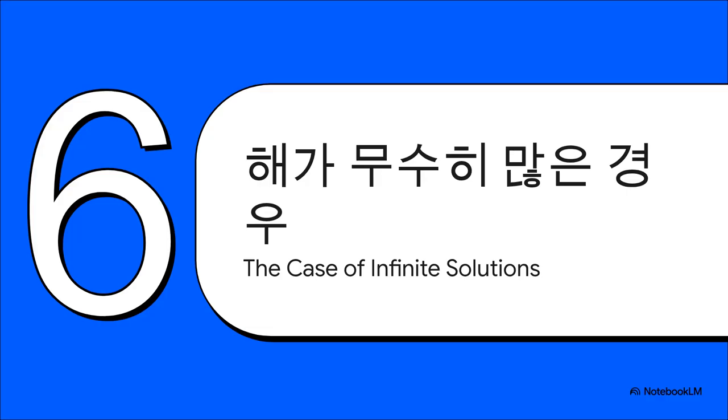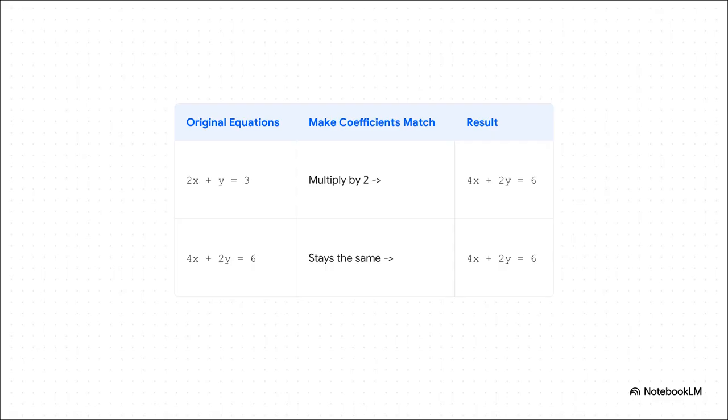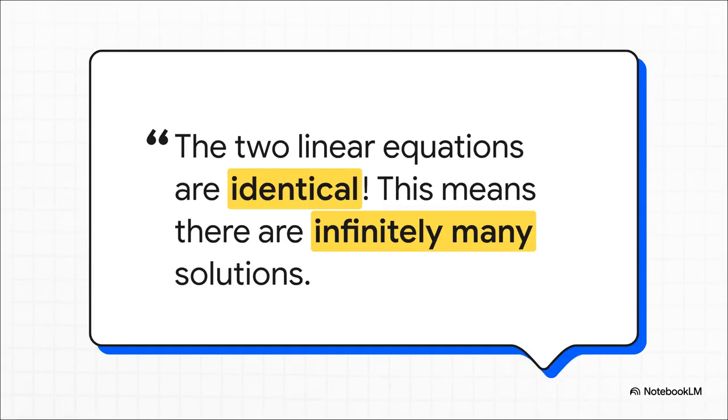Now let's look at the other special case. What happens if, instead of hitting a brick wall with a contradiction, we find something that's just, well, repetitive? We're going to use the exact same strategy as before. Let's multiply that top equation by 2 to try and make things match up. But watch what happens this time. Take a good look at the results. They're identical. We never really had two different equations to begin with. We just had the same equation wearing a clever disguise.